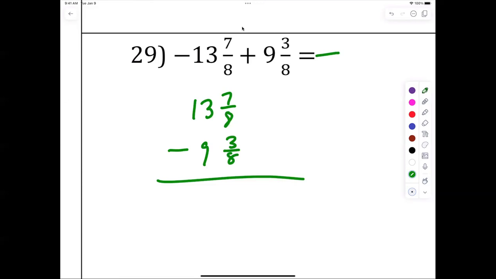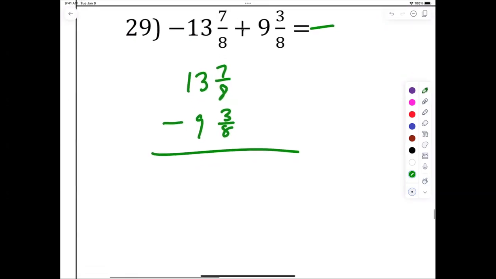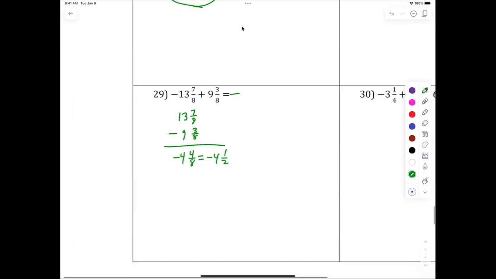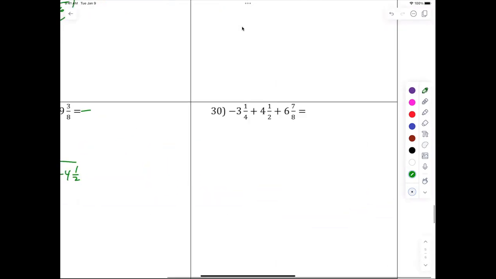Okay. Do I need a common denominator? No. Do I have to borrow? No. What's my final answer? Nope, -4 4/8. Then I reduce to -4 1/2. Yes, it's negative.